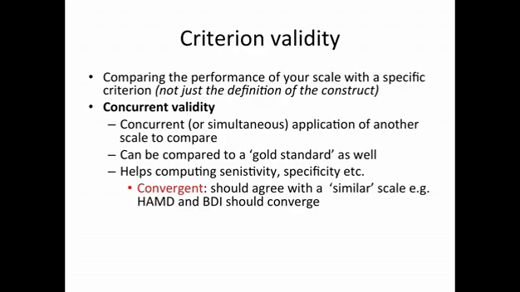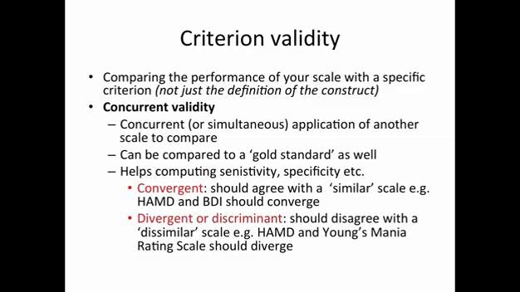Two types of concurrent validity are convergent and divergent validity. A new scale should agree with a similar scale measuring the same construct. For example, Hamilton Depression Scale and Beck's Depression Inventory should converge as they both measure depression. A new scale should also disagree with dissimilar scales. For example, Hamilton Depression Scale and Young's Mania Rating Scale should diverge as they measure an opposite spectrum of a different phenomena.